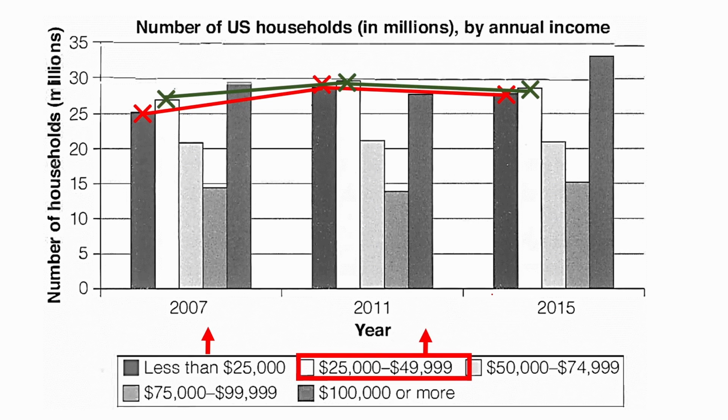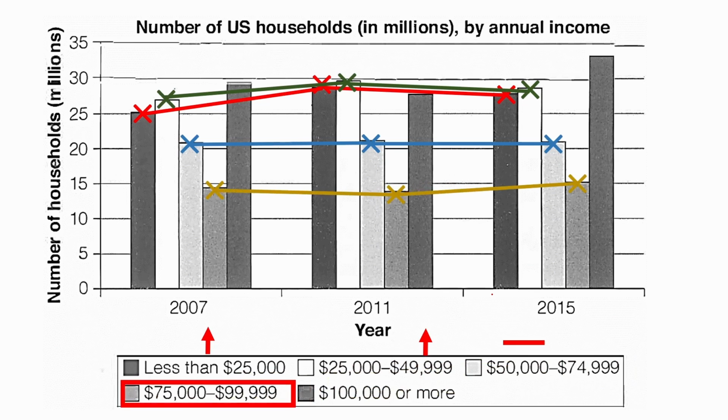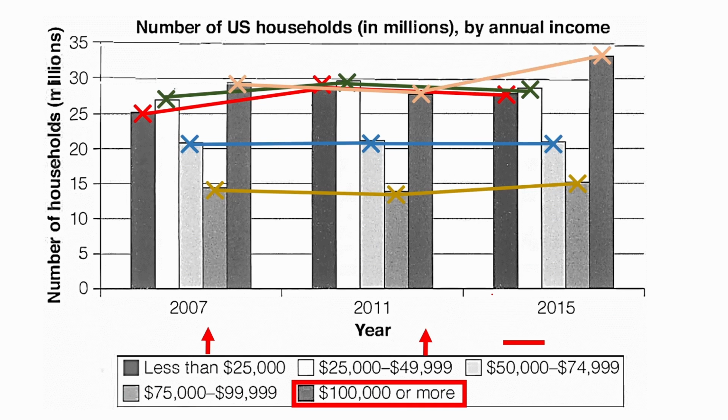The third one, we have $50,000 to $74,000. It remained clearly the same, no change. Next one, over $75,000. It went down very slightly and then up in 2015. It was very small, but still it went up. And the last one, $100,000 or more, it went down in 2011 and then went up in 2015. Overall went up. So it's clear that from the chart, all of them went up except for $50,000 to $74,000 that remained the same.